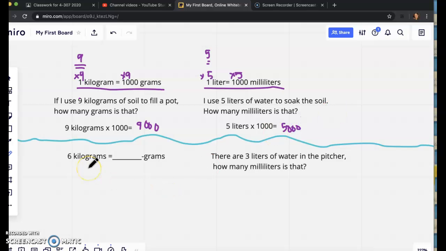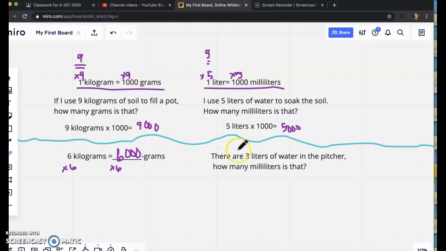All right, let's do another. I have 6 kilograms. I want to get to grams. Well, 1 times what makes 6? Times 6. Notice the pattern. It's 1 times itself. And we do the same. So, grams, we have 1,000 times 6 because we do it the same on both sides. 6 times 1,000 makes 6,000.